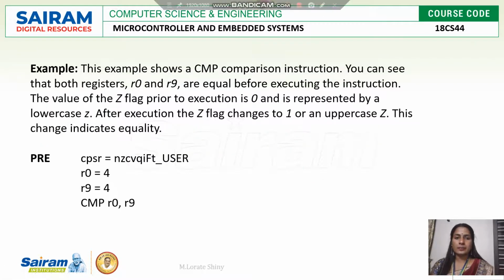Example: when we are writing the compare example, the first line should be CPSR. CPSR, first all the flags, then this is the control field, IFT mode. R0 is taken as 4, R9 is taken as 4. The instruction is compare R0, R9. For the compare instruction, the operation is subtraction. So R0 minus R9 will be done. 4 minus 4, 0. The result is 0. Since the result is 0, the Z flag will be set. So in the post, Z should be written in caps.